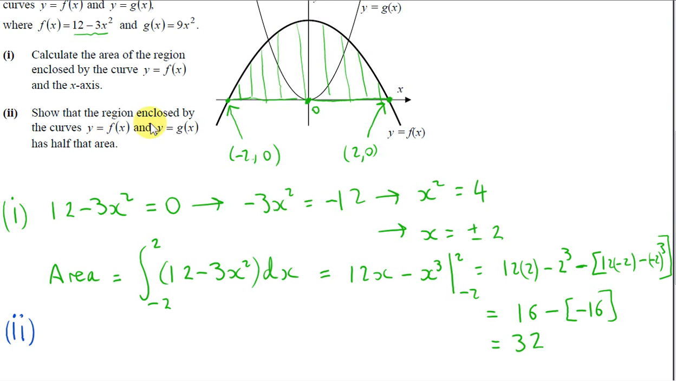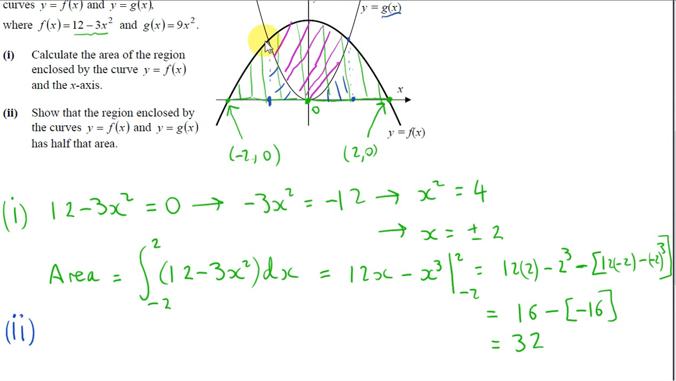Now in part 2 we want to show the region enclosed by the two curves is half the green area. So this is what we're after, this purple area. We want to prove that this purple area is half the green area. Now, to get the purple area, we will start by getting the area under the graph of g(x) from this point here to this point here. This area I will shade in blue.